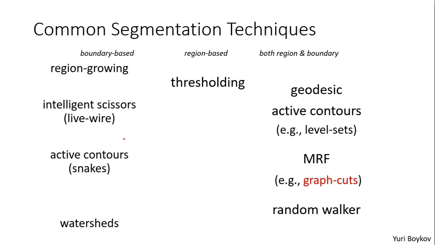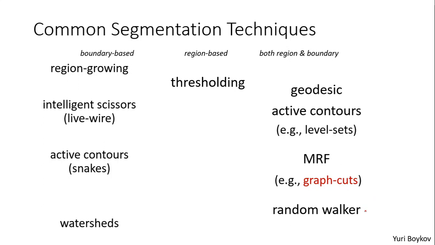We discussed many segmentation techniques: region growing, thresholding, intelligent scissors or live wire, active contours, snakes. We did not discuss watersheds, geodesic active contours based on level sets, and graph cuts, which we are going to discuss today, and this we are not going to discuss.